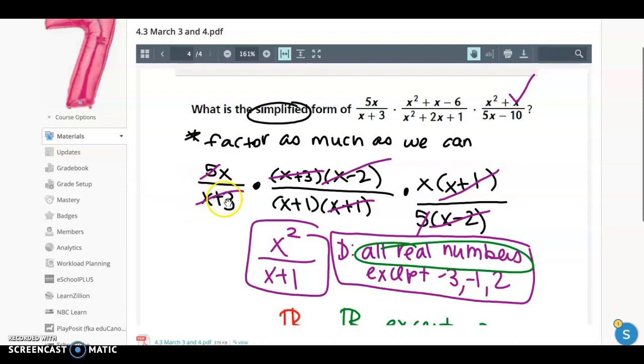So this is x plus 3. What value of x would make this 0? -3, right? So I have to say it can't be -3, because -3 plus 3, that would be 0 in my denominator. That can't be.